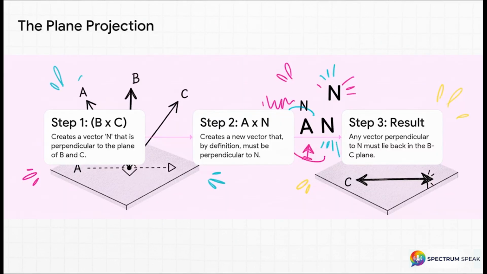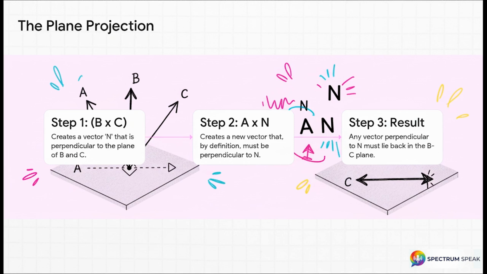So, why? Why does that happen? Let's walk through the logic. It's actually pretty cool. Step 1. Look inside the parentheses. You've got B cross C. We already know what that does, right? It creates a new vector, let's call it N for normal, that's perfectly perpendicular to the plane where B and C live.